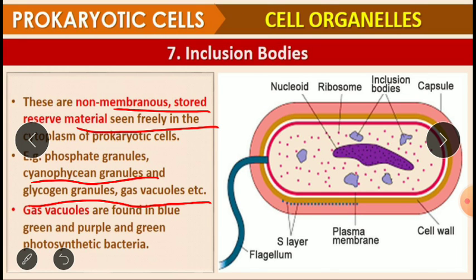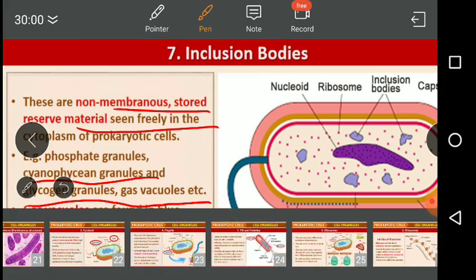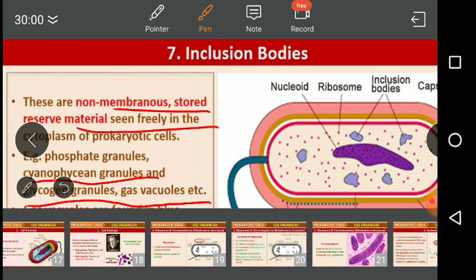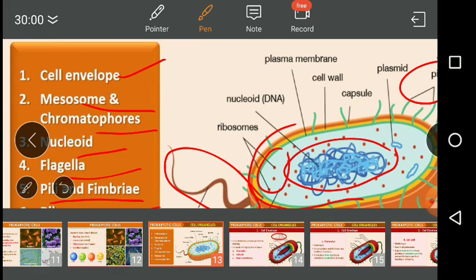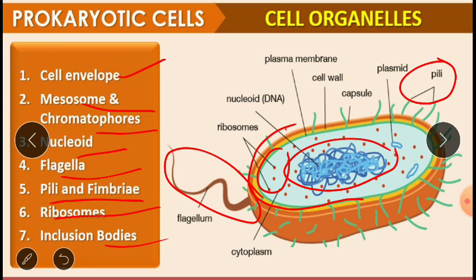So this is all about the prokaryotic cells. In general, a diagram of the bacterial cell can be asked, and you have to remember the parts of the cell: the cell envelope, mesosome and chromatophores, nucleoid, flagella, pili and fimbriae, ribosomes and inclusion bodies.